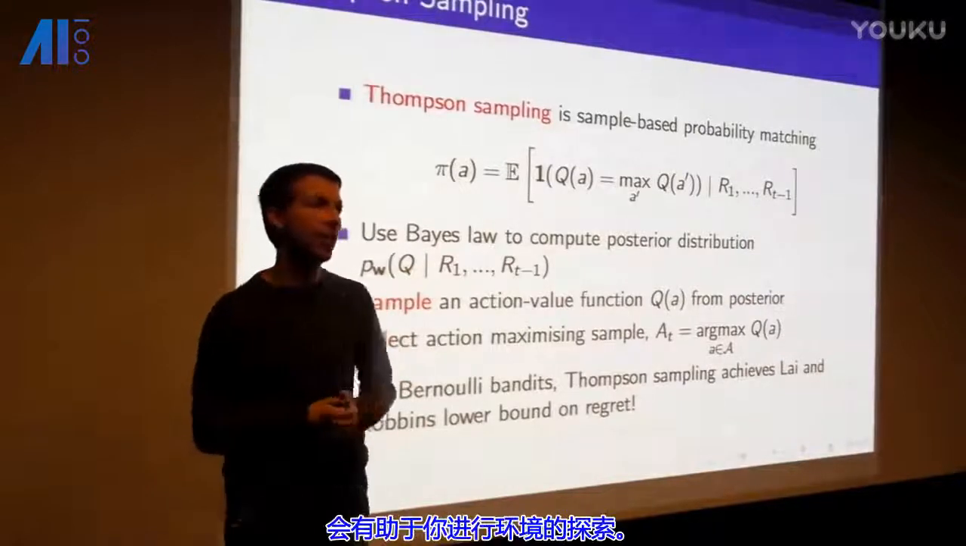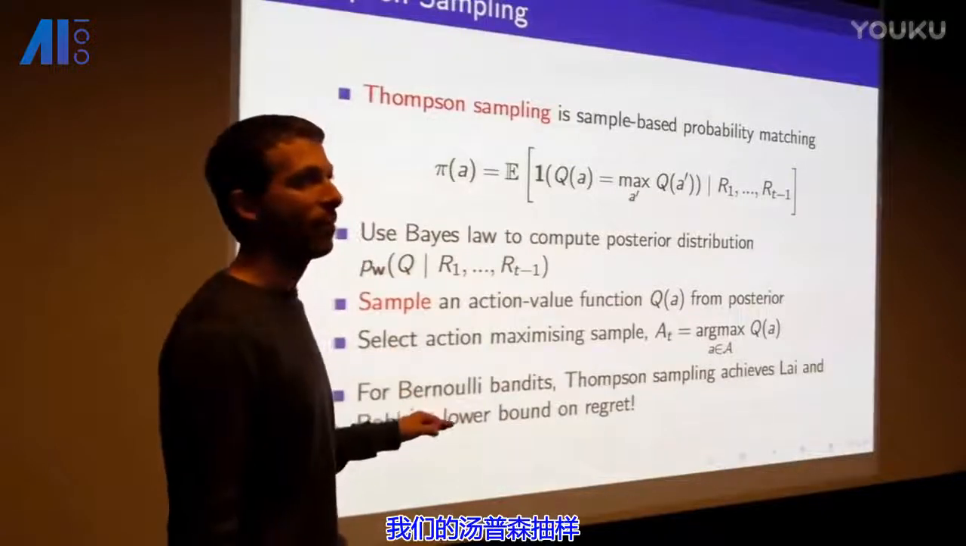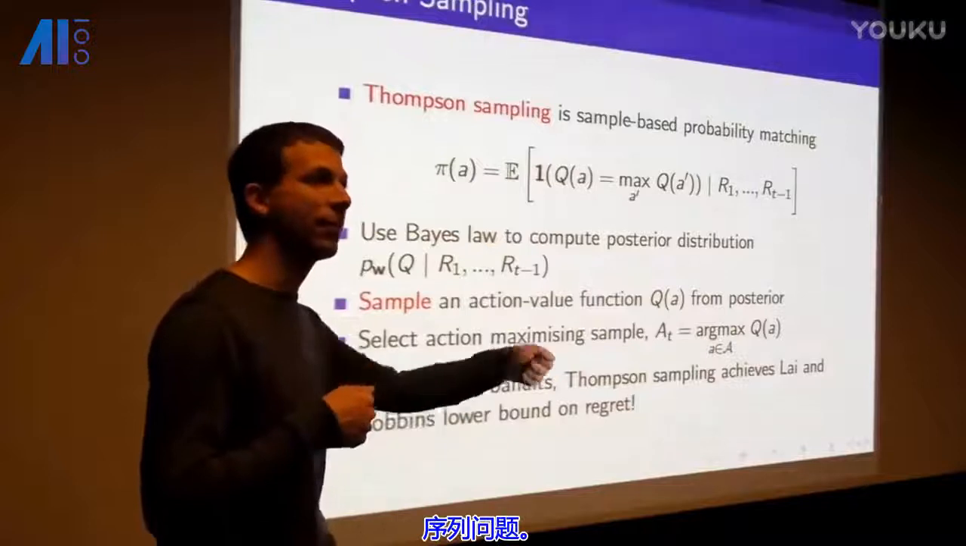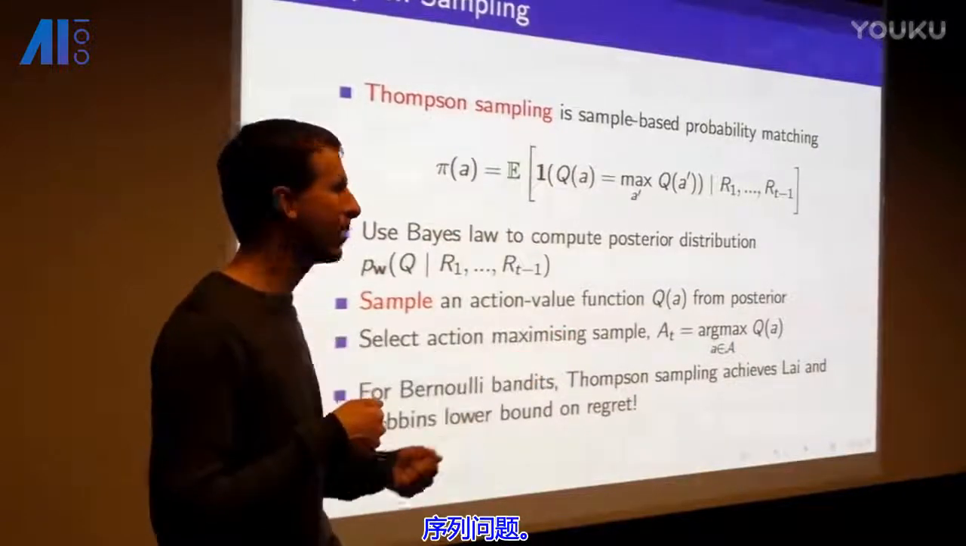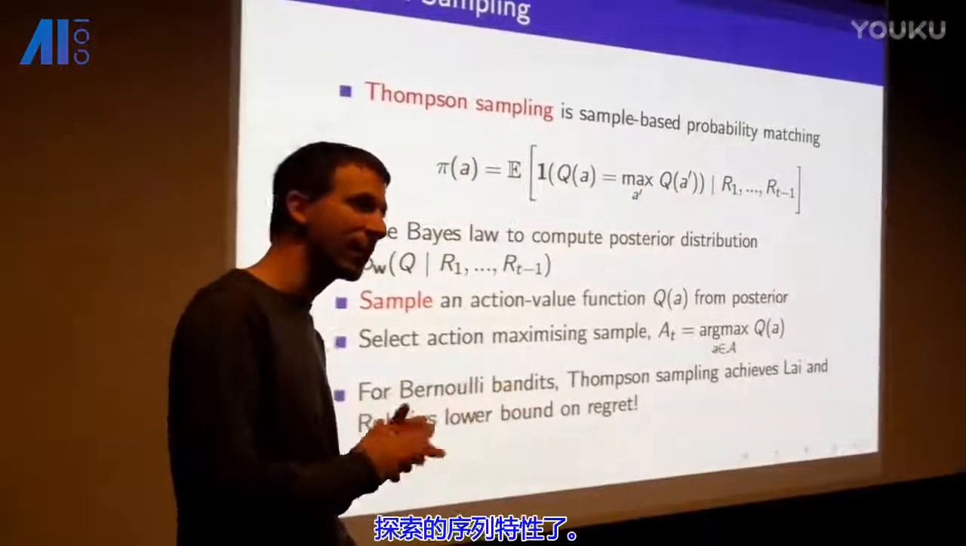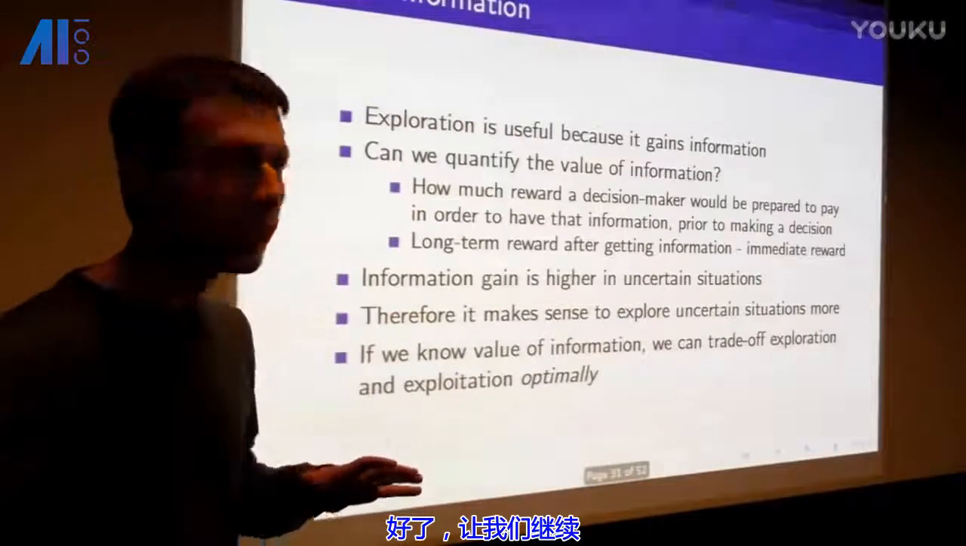I think it's an encouraging approach and it's being quite widely explored at the moment. There are some issues with Thompson sampling in the full MDP case, in that it doesn't necessarily deal with sequential information very well, because you're randomly picking at each time step, you lose the consistency of exploration again. Okay, let's move on.